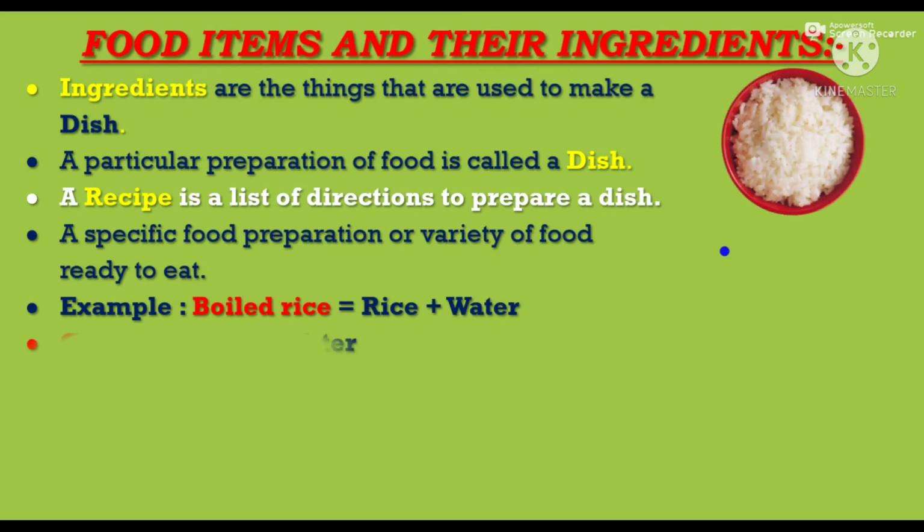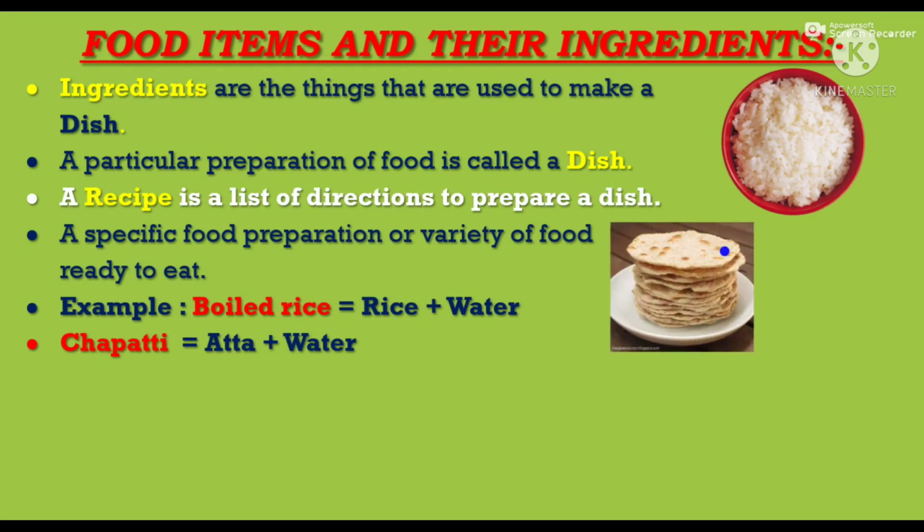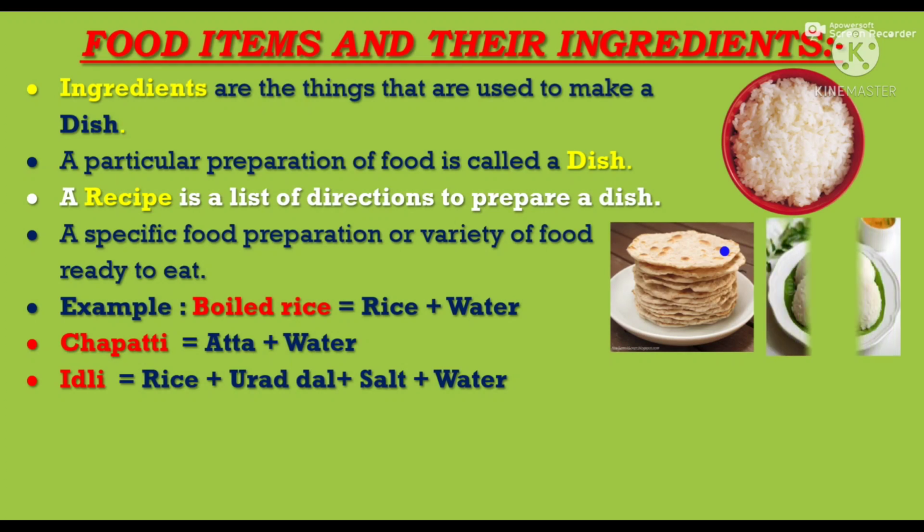Okay, if you take another example, then chapati. Chapati is a dish, and to make chapati, we have to use atta and water. So atta and water are the ingredients of chapati. Next one is idli. So the ingredients of idli are rice, urad dal, salt, and water. So these are the ingredients of idli.